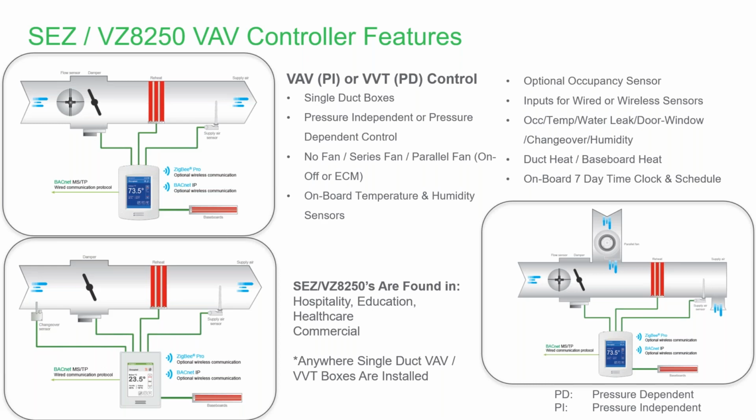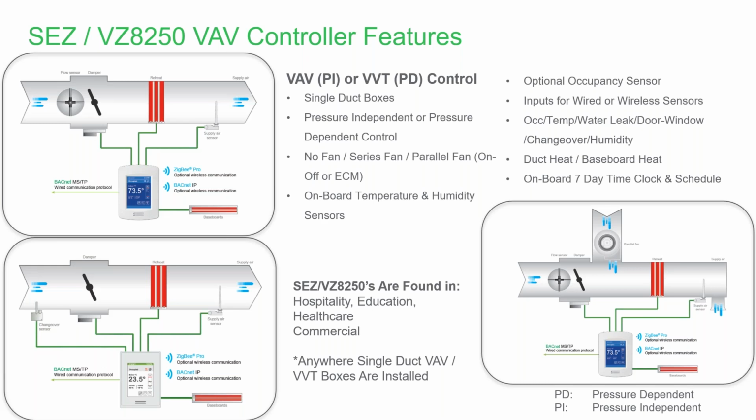And then on the far right-hand side, we have an example of a pressure independent, but this is a parallel fan-powered box. We can also do a series fan-powered box. It's just not depicted here. So we can do both of them. And at the same time, we can do ECM fan control on that, a 0 to 10 volt ECM fan control. So if you're seeing those in applications, this device can do that as well.